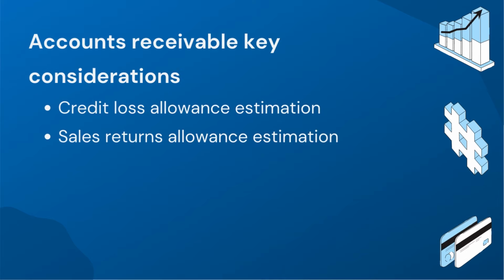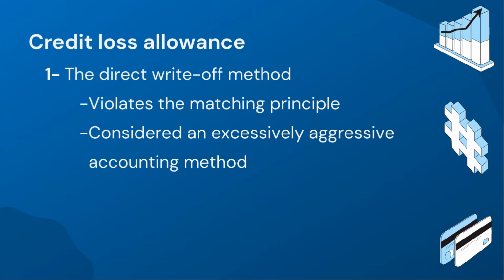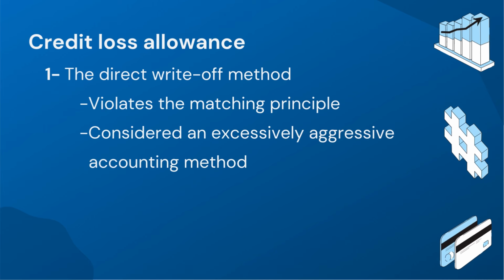There are two key considerations for accounts receivable: estimating the allowance for credit loss and the estimation of the sales return allowance. The credit loss allowance represents an amount reserved for potential uncollectible accounts and is recorded as an expense. It ensures that bad debts are accounted for and matched with the related revenue.